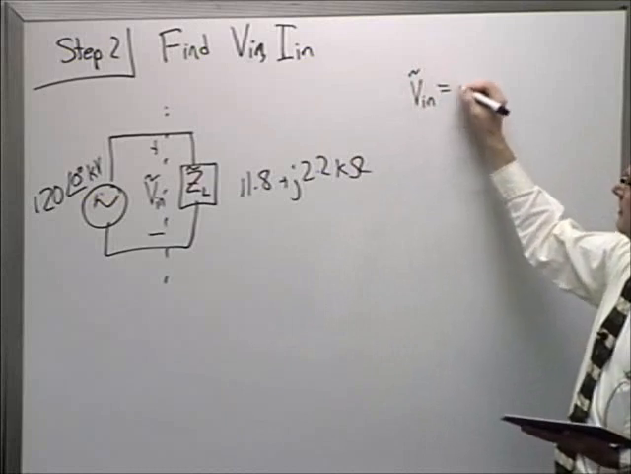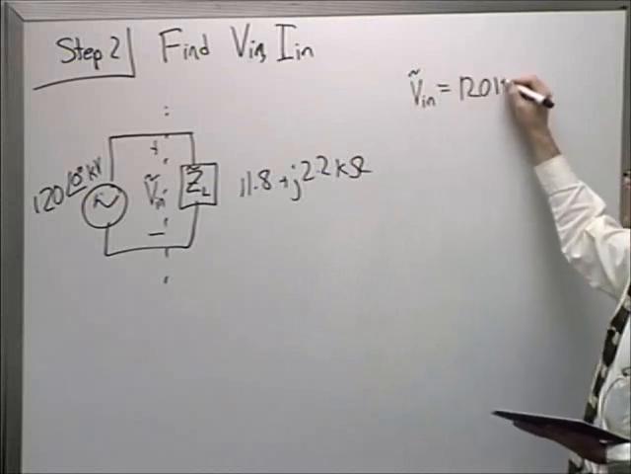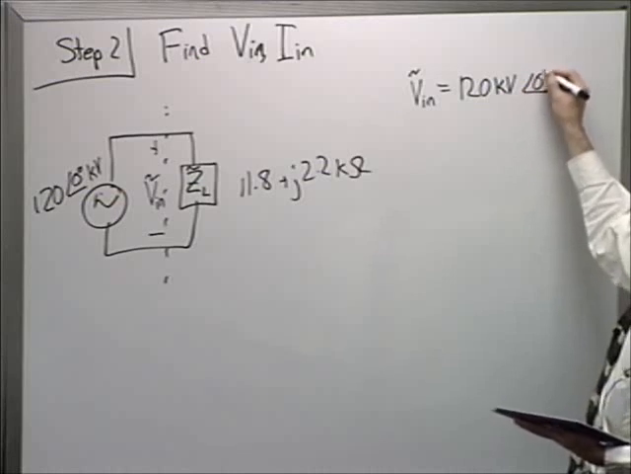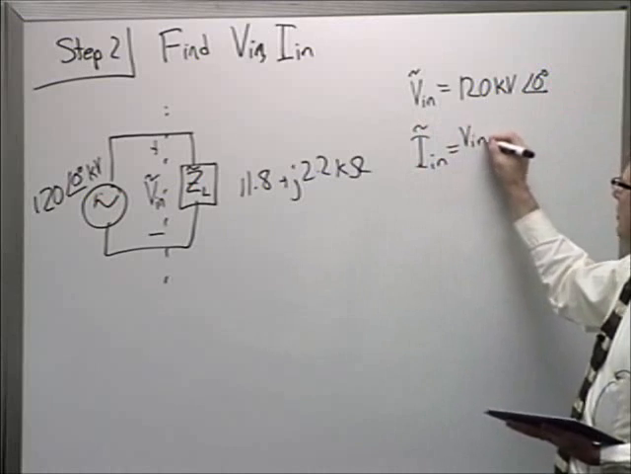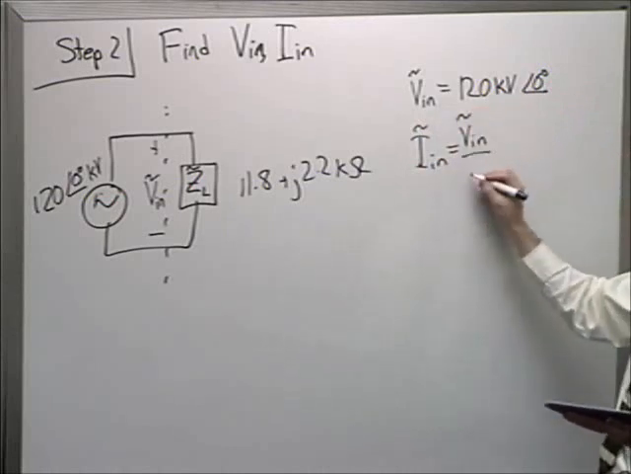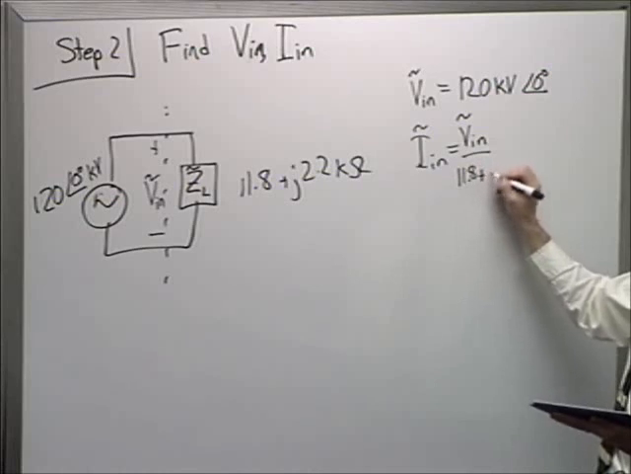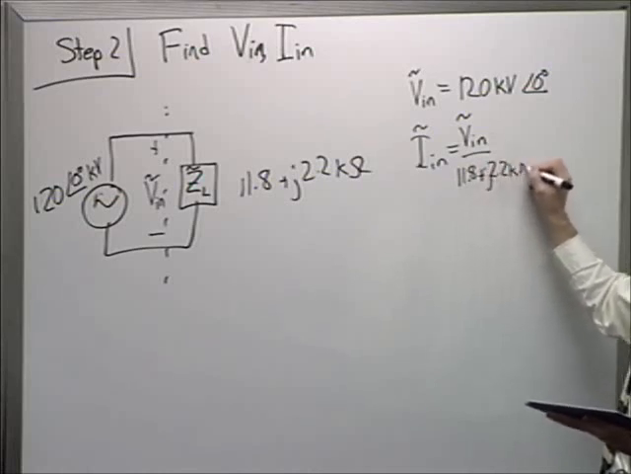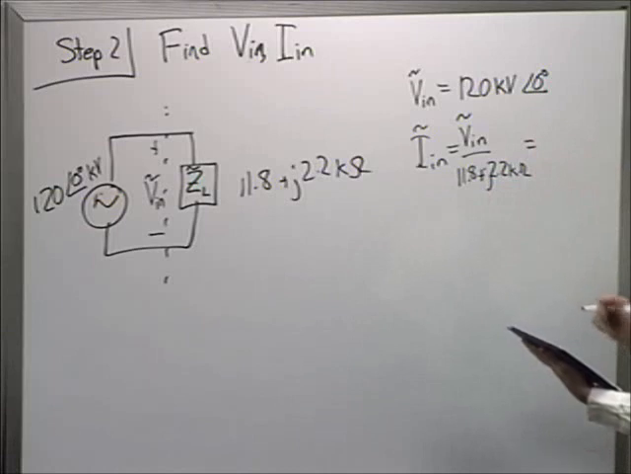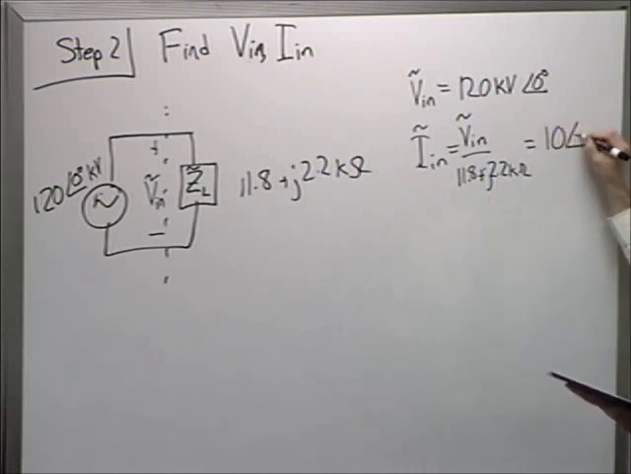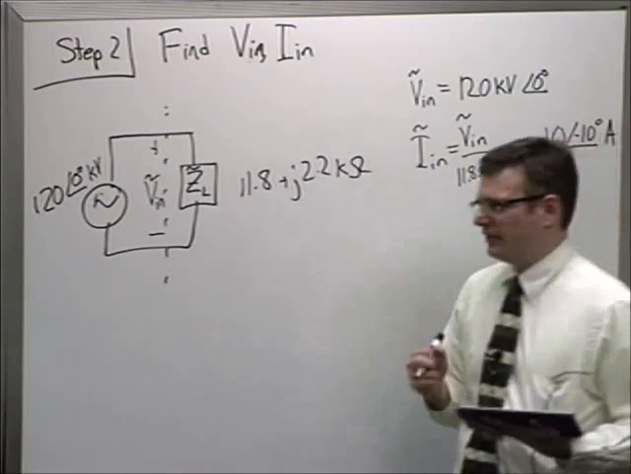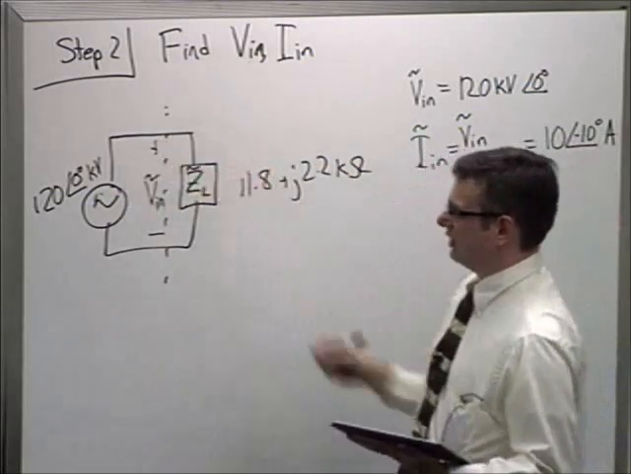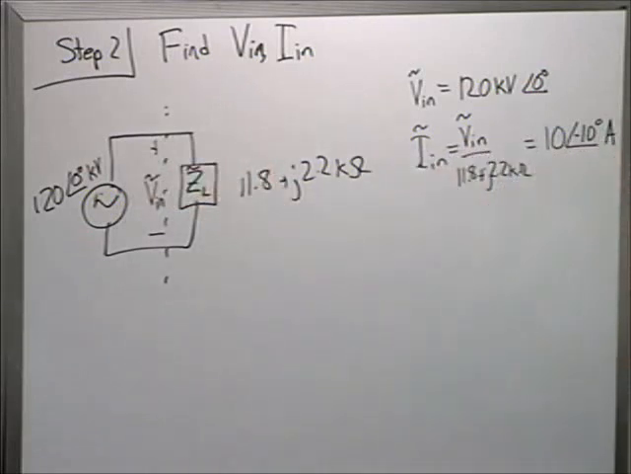Vin, of course, is your source that you've connected directly to the line. 120 kilovolts at an angle of 0 degrees. You just find, using Ohm's law, 120 kilovolts divided by my 11.8 plus j 2.2 kiloohms. And put that in the calculator, you get 10 at an angle of negative 10 degrees amps. That's how much current is flowing on that line, or at least flowing into the line. Any questions so far? Pretty straightforward up to this point.